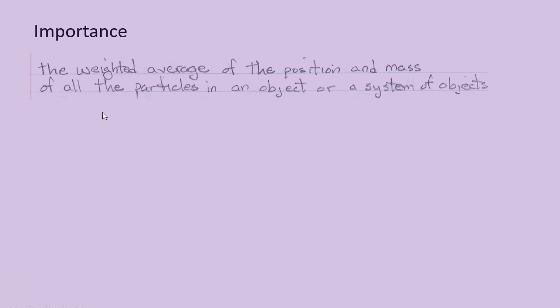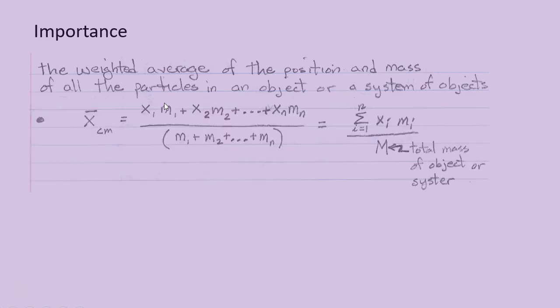First, the center of mass is the weighted average of the position and mass of all the particles in an object or system of objects. So we think of an object, say a baseball, as a single object, but it's actually made up of billions and trillions of individual particles that are a system of particles.